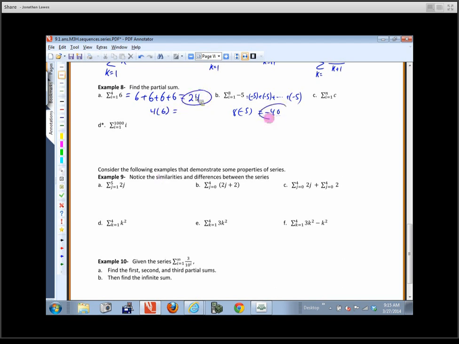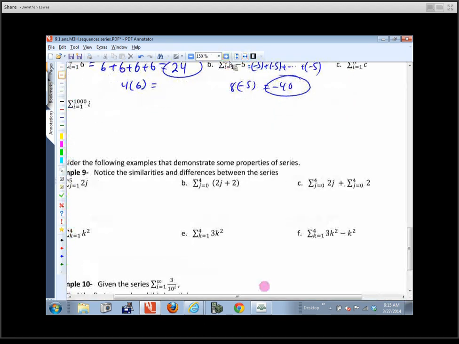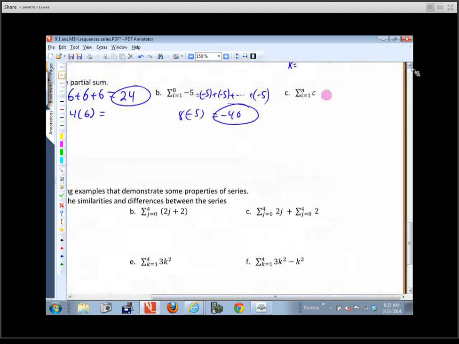Okay? So the easiest way to sum things up if they're always the same, if they're always a constant, is to do this. We'll just take the number of terms that we're adding up, start at 1 and go to n. That means there would be n of those terms, and times it by whatever the constant is. Does that make sense?